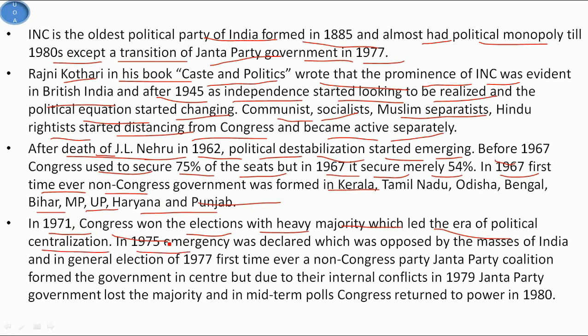In 1975, emergency was declared, which was opposed by the masses of India, and in the general election of 1977, for the first time ever a non-Congress party, the Janata Party coalition, formed the government at the centre. But due to their internal conflicts, in 1979 the Janata Party government lost the majority, and in midterms, Congress returned to power in 1980.